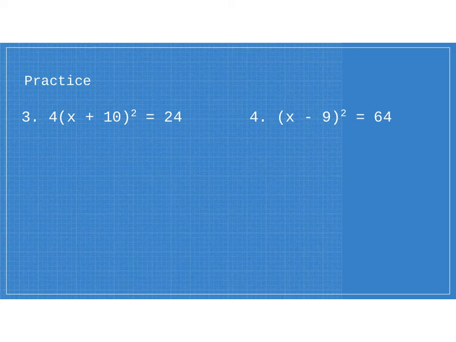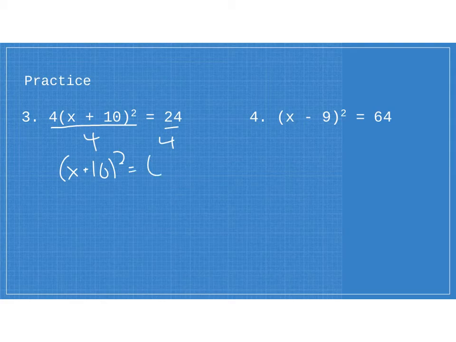Alright, so a little practice for you, so go ahead and pause and work through these problems on your own. Alright, so working through this, hopefully you're able to work through this. Here we need to isolate, so we're going to divide by 4. And x plus 10 squared equals 6.